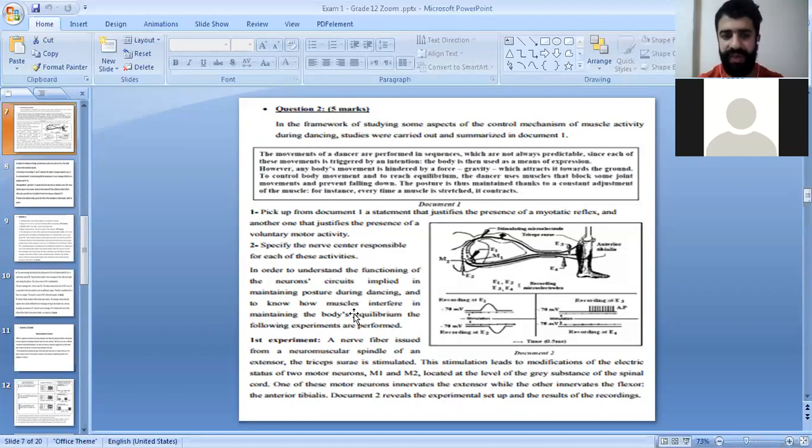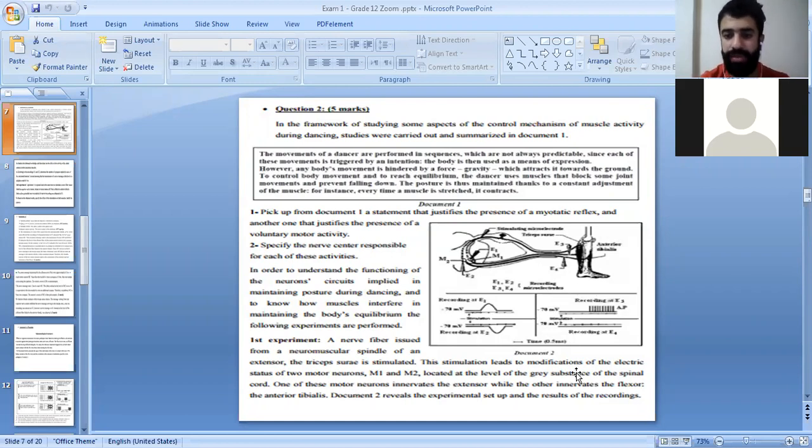In order to understand the functioning of the neuron circuit implied in maintaining posture during dancing, and to know how the muscles interfere in maintaining the body's equilibrium, the following experiments are performed. First experiment: a nerve fiber issued from a neuromuscular spindle of an extensor, because the extensor is the triceps surae, is stimulated. Here we have the triceps surae, and we have the anterior tibialis or tibialis anterior.